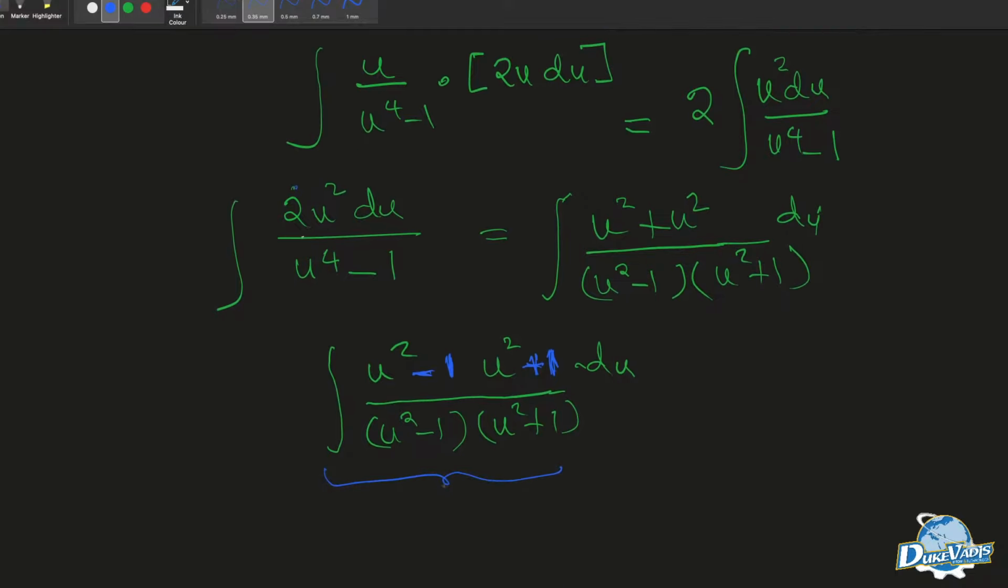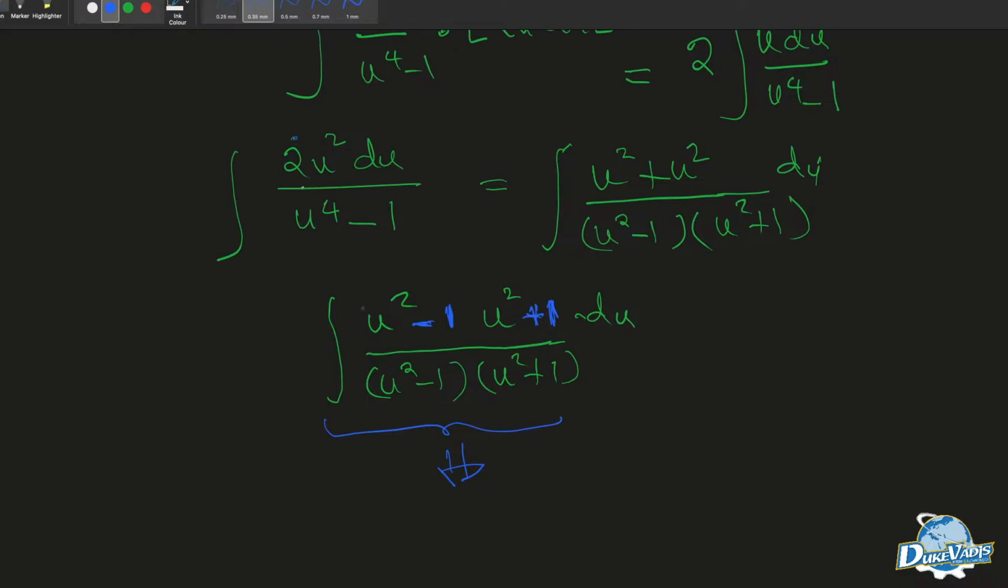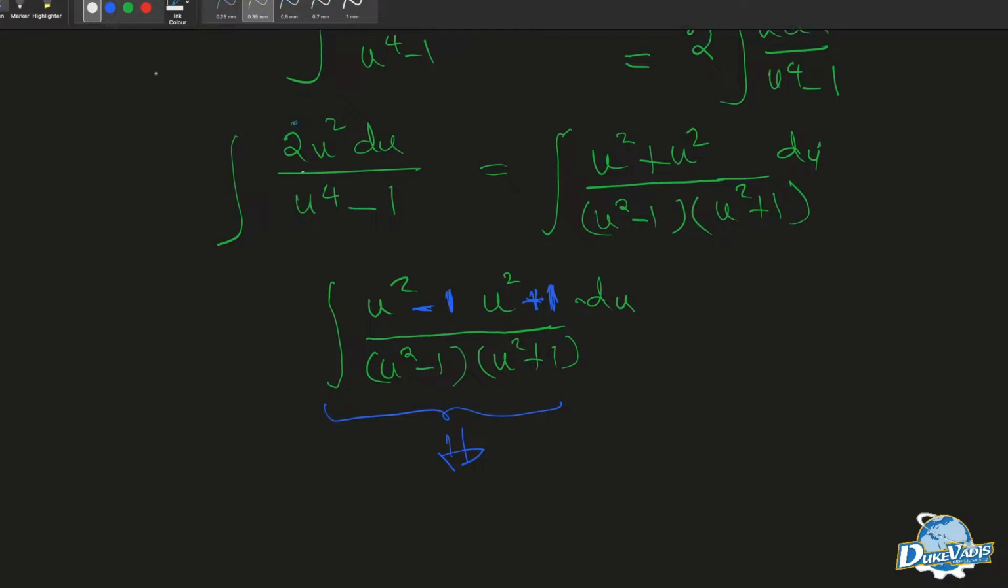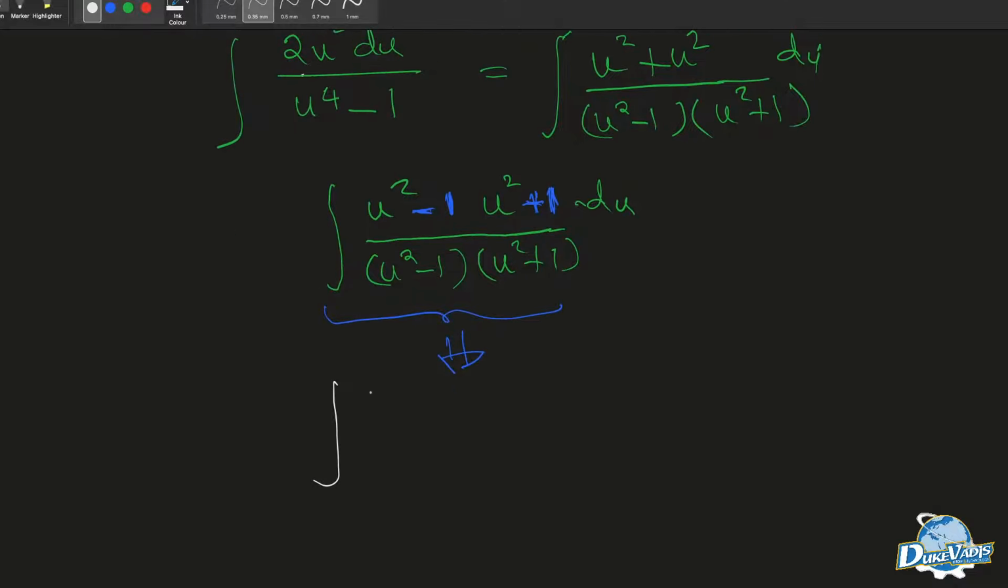Because of the way I've expressed this, I can write my integral eventually to be, I'm going to split it. When I split this one, I'm going to get the integral of 1 over u squared minus 1 du plus the integral of 1 over u squared plus 1 du.